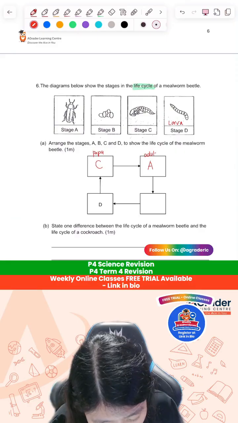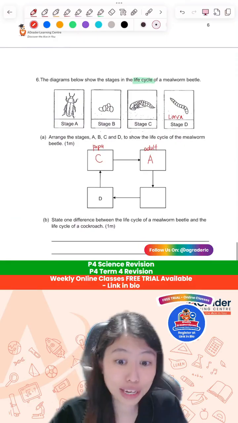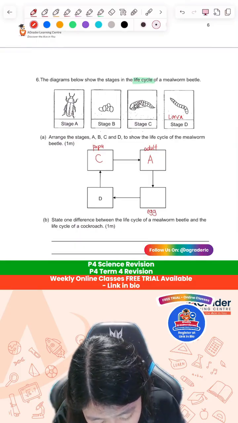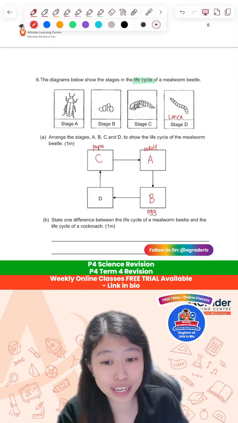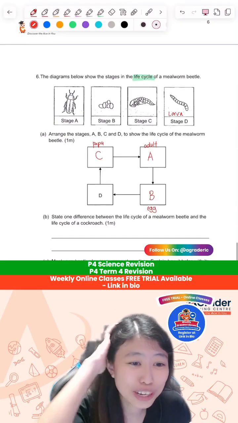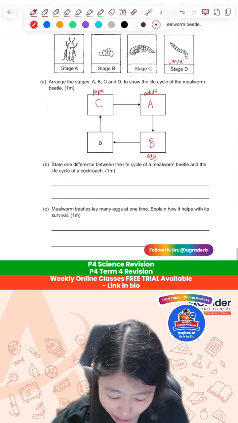And then after that, the adult will reproduce, right? And then it will have our egg stage, which is B. And then the whole cycle repeats itself again. Life cycle is a cycle, it keeps repeating. Okay, very good. Thank you for all your answers. Perfect.